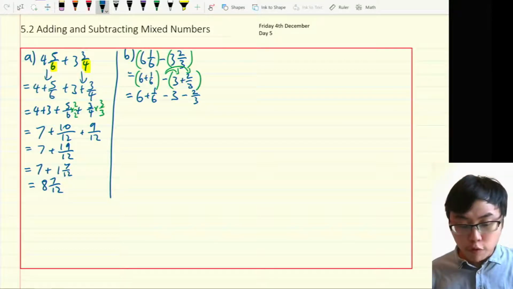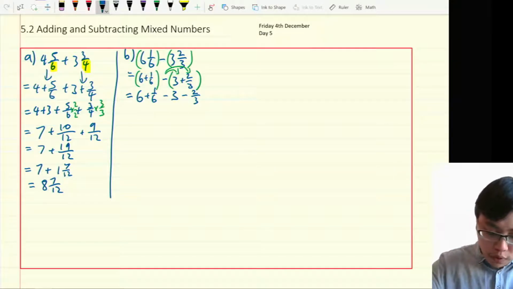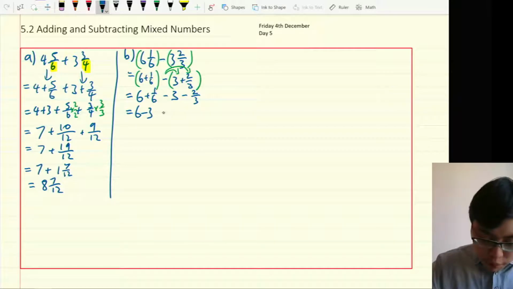So they're both minuses. Now I'm going to go ahead and switch the order. This is minus 3. I can do whole number minus whole number. That is the same as 6 minus 3. And then I have the fraction part. This is plus 1 over 6, so I'm going to put plus 1 over 6.